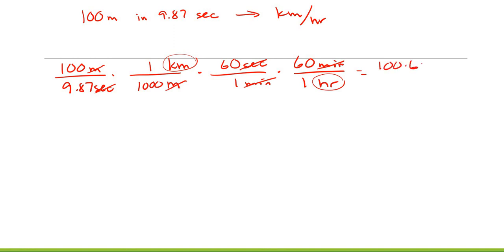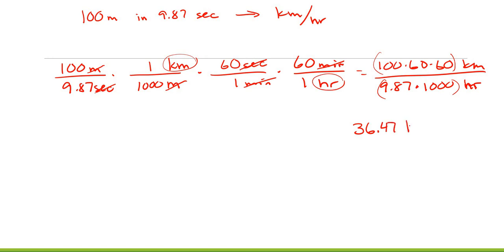So 100 times 60 kilometers per 9.87 times 1,000 hours, kilometers per hour. So putting all those numbers into your calculator, don't forget to multiply everything on top, then divide with a parentheses around the bottom as well, and I get 36.47 kilometers per hour. So that's using this idea to cancel and change units. All right, we'll do a couple more practice problems before I let you start in class. Remember, factoring is incredibly important here, so keep up with that.